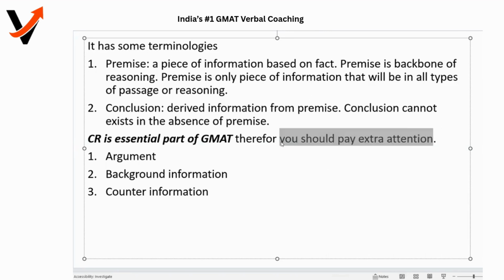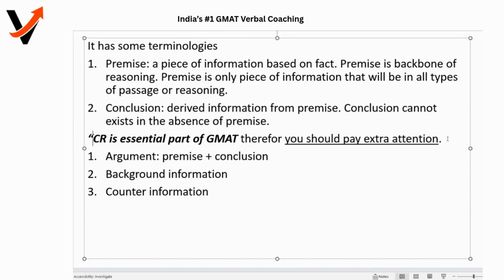So this is called a dependent piece of information. Why is it dependent? Because it is related to essentiality. All right, so this is called conclusion. Remember, premise plus conclusion is called argument. So from here to here, this is called argument. Argument means premise plus conclusion.